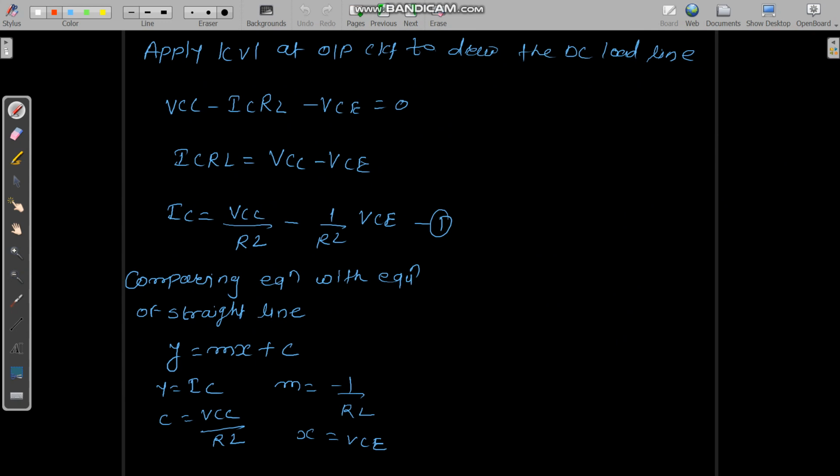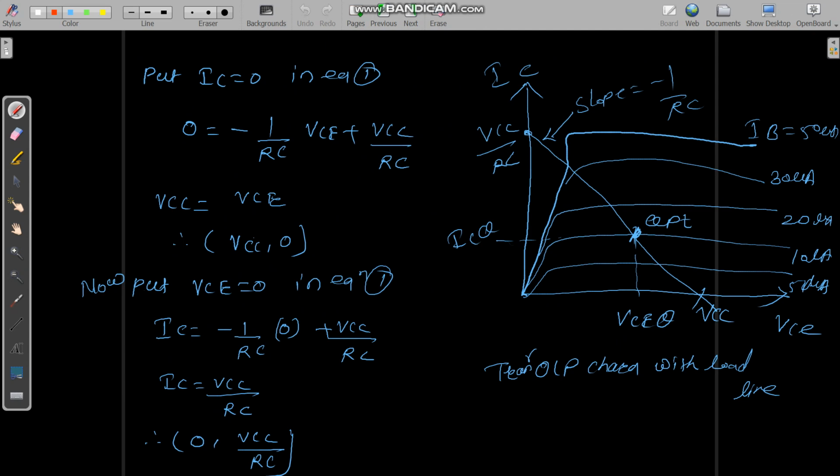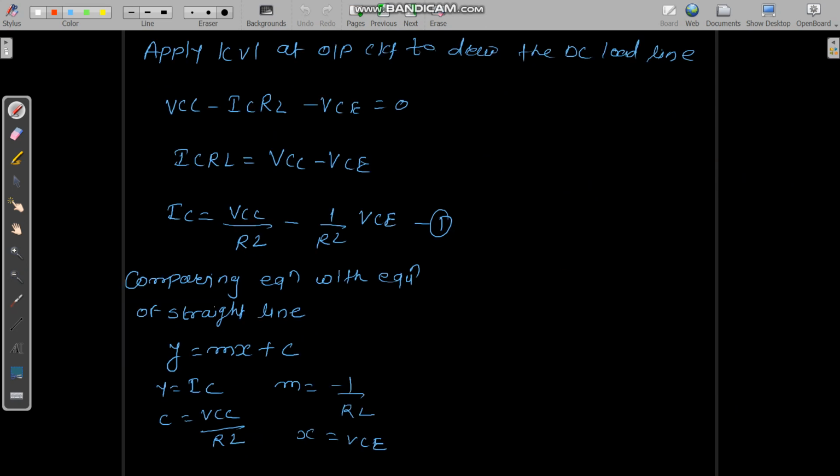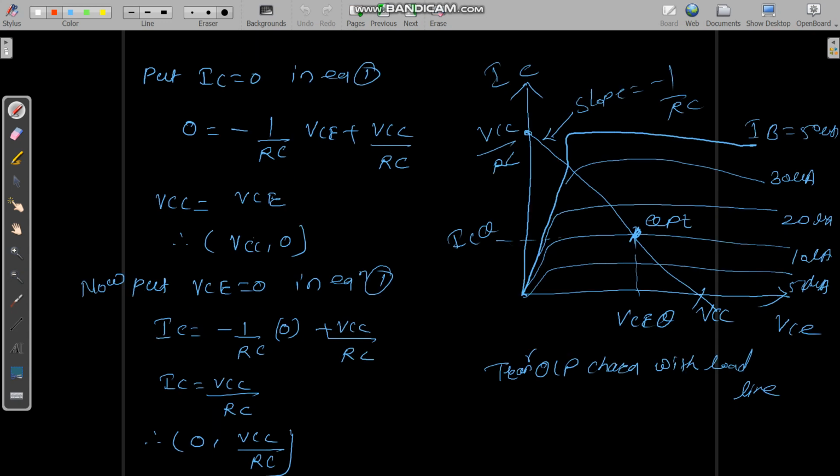Now, in the next step, why am I going to get that? Because I want to find out the DC load line for that circuit. Now, in this equation, let us put IC equals 0 and then VCE equals 0 and try to find out the coordinates. By putting IC equals 0 in the previous equation, we are going to get VCE equals VCC and IC is 0. That means the coordinates are VCC comma 0.